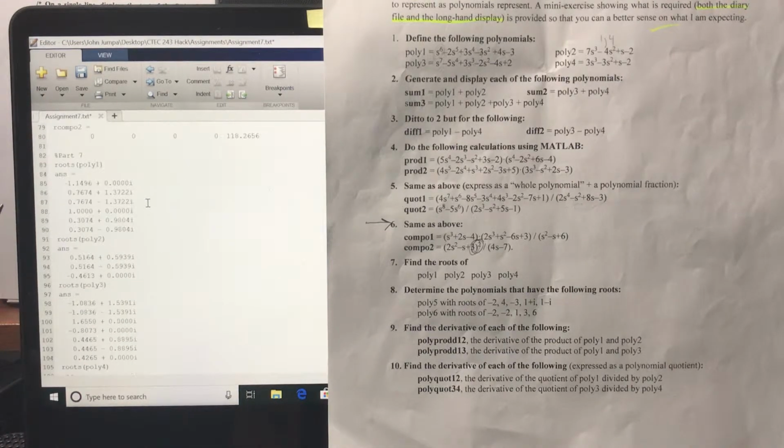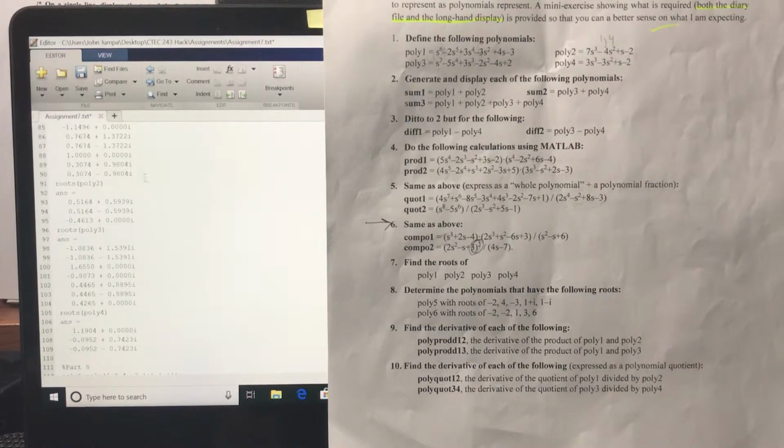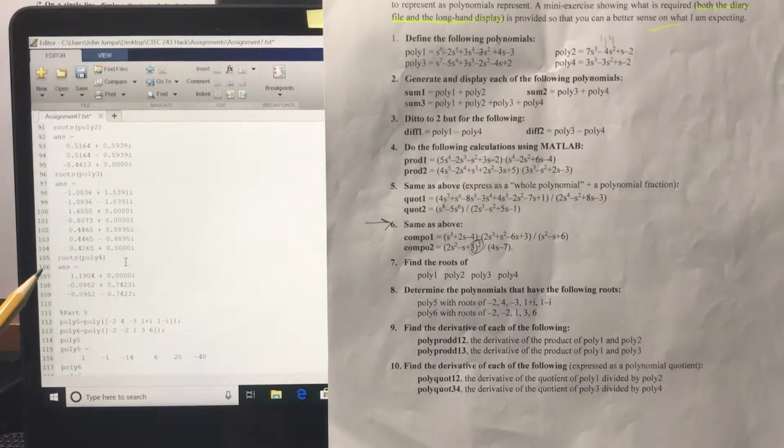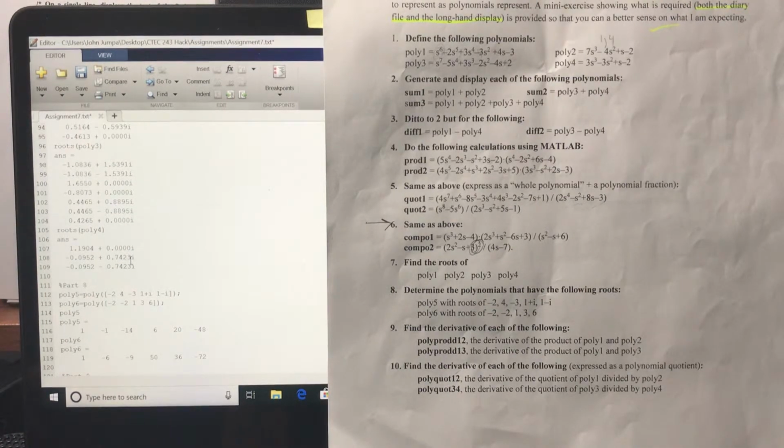Now off to part 7. Part 7 is actually pretty straightforward. You have to find the roots of all four of them. So just write roots, parentheses, poly 1, then poly 2 for the 2, and then poly 3, and then poly 4. So you see here? Yep. That's what I got.